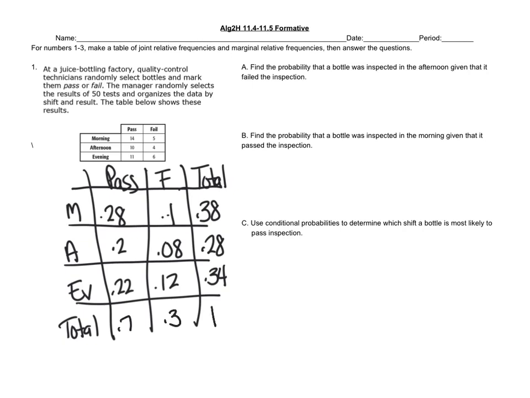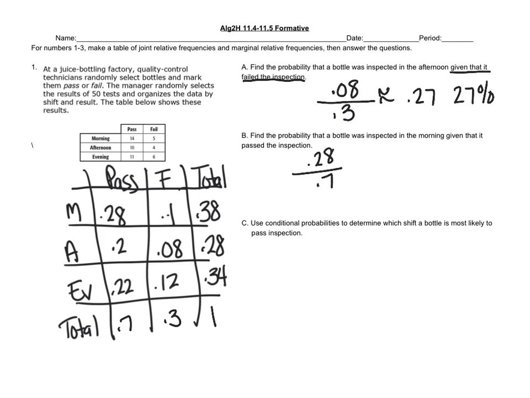So find the probability that the bottle was inspected in the afternoon given that it failed the inspection. So that was the part that wasn't worded correctly. So 0.08 is those that failed, given that it failed is over 0.3, and that's roughly 0.27 or 27%. Find the probability that the bottle was inspected in the morning given that it passed the inspection. So morning is 0.28 over the total pass, which is 0.7, that's roughly 0.4 or 40%.